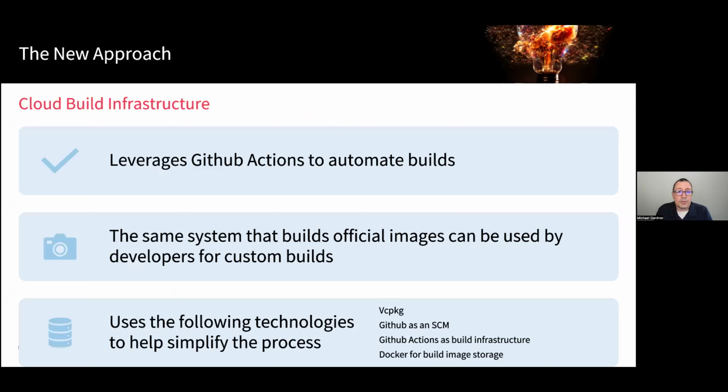The new cloud build infrastructure leverages GitHub Actions as our main build infrastructure. It uses the same system that builds official images, and it can also be used to build any developer's images if they choose to do so. It uses several different technologies that weren't available before. For instance, vcpkg for our C and C++ build dependencies for all those external libraries that we use.